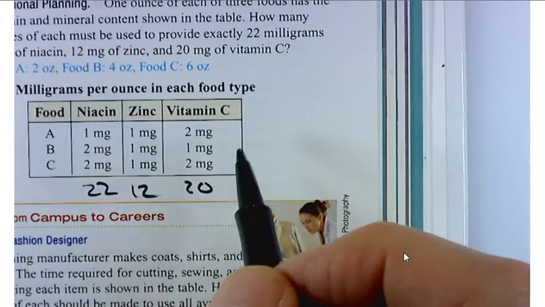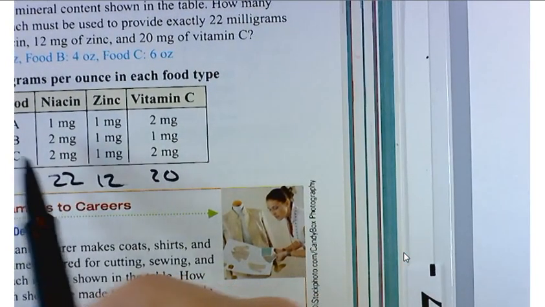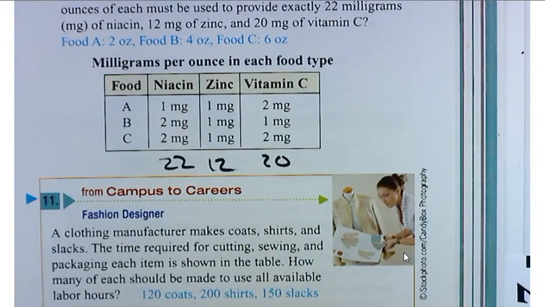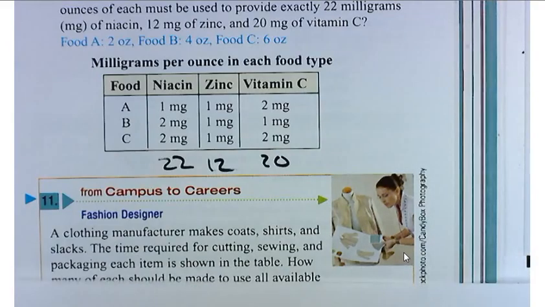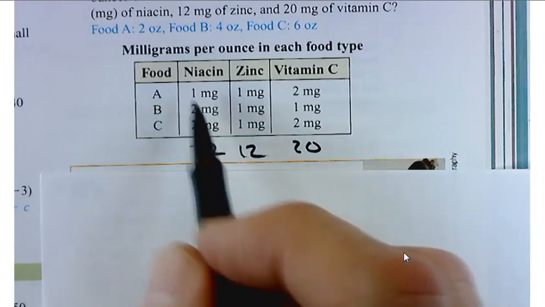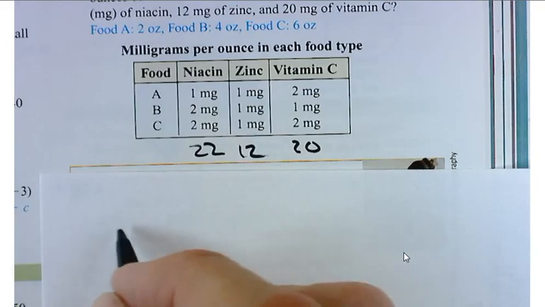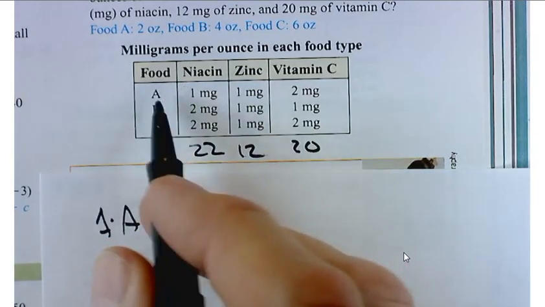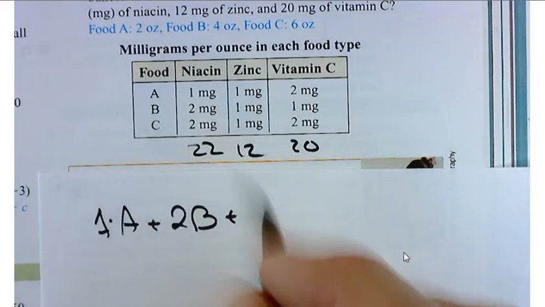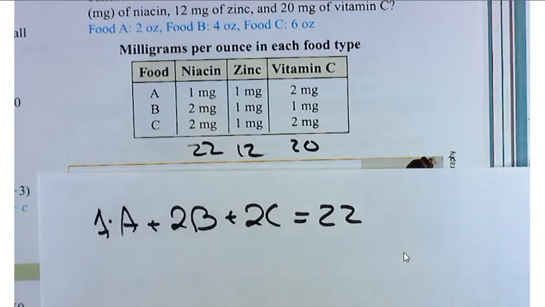Okay. So that's going to lead us to a system of equations. The question is, how much of food A, how much of food B, and how much of food C? Well, if I want a total of 22 milligrams of niacin, my niacin comes from 1 gram for food A, plus 2 grams for food B, plus 2 grams for food C, and that should equal a total of 22.